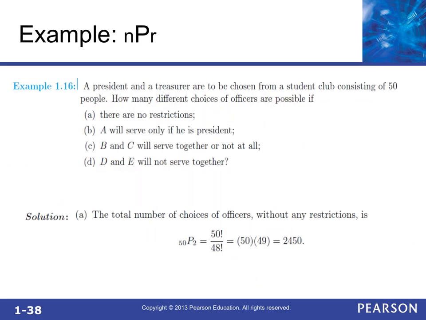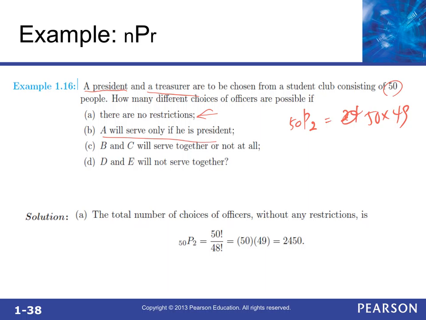This is another example that is interesting, so let's take a look at this together. A president and a treasurer are to be chosen from a student club consisting of 50 people. How many different choices of officers are possible if there are no restrictions? In this case, it's very simple because it's just the case that we select 2 positions from 50 people. So it's 50P2, which is 50 multiplied by 49.